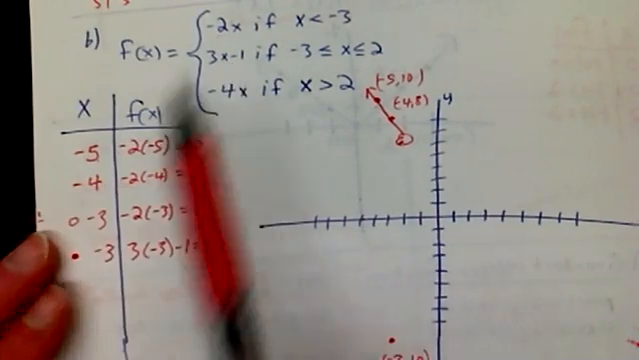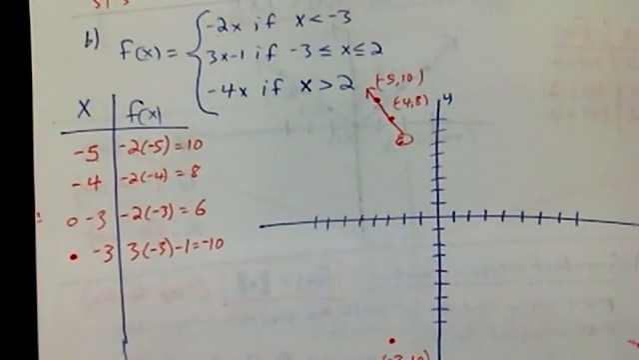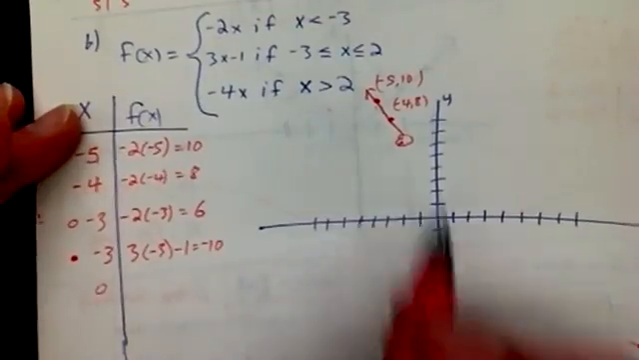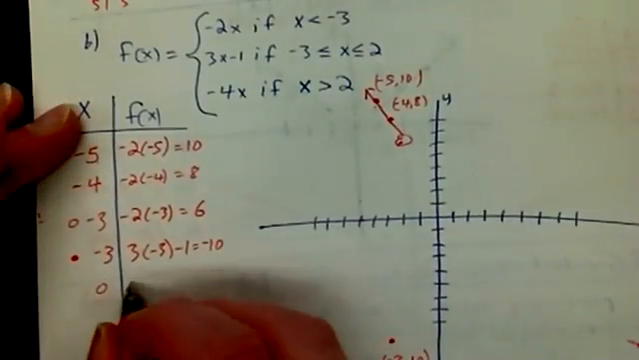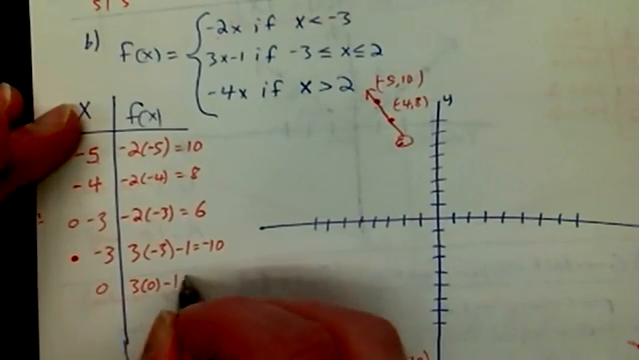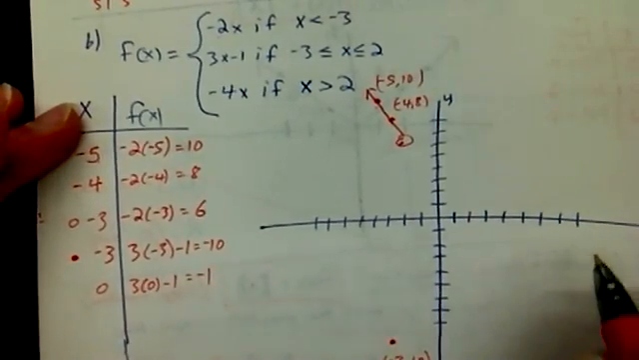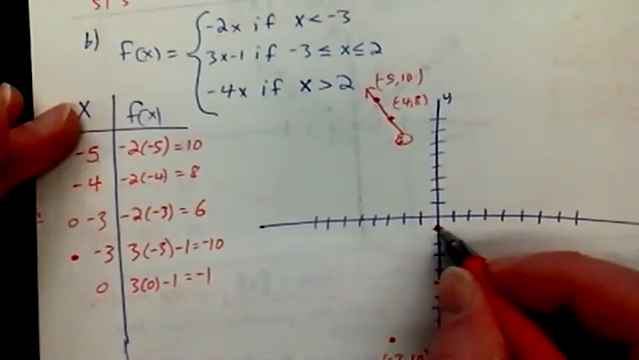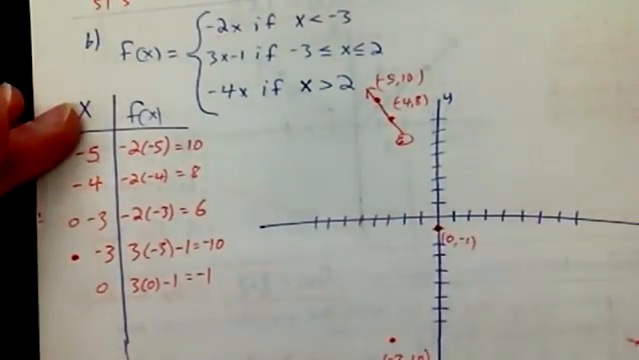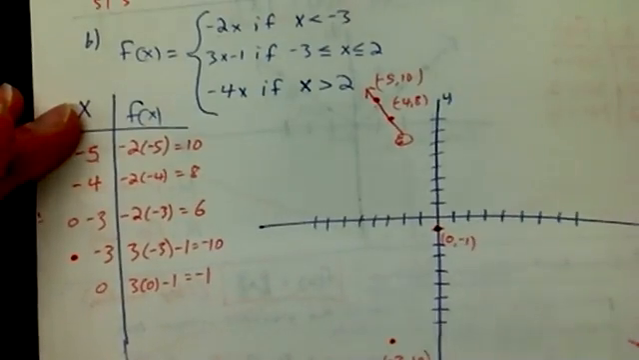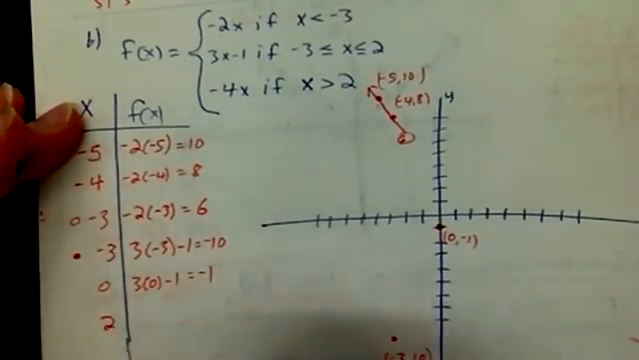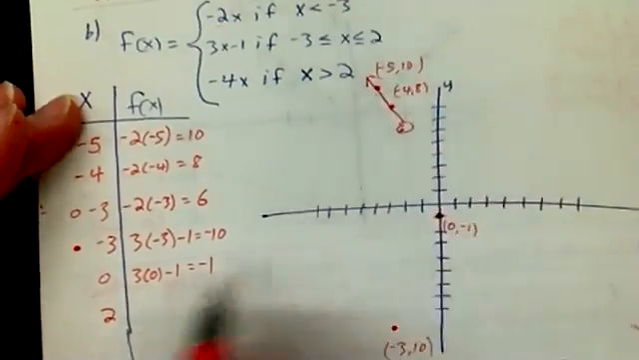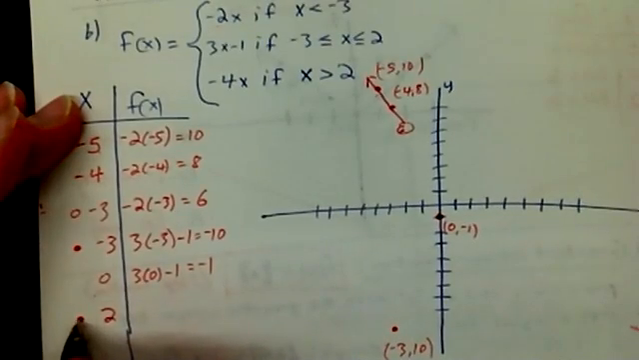Now, 3x minus 1 has a slope of 3. So I can kind of see what's probably going to happen, but I'll pick another point. Let's pick 0. I'm still in that range. That's going to be 3 times 0 minus 1 is -1. So when x is 0, we have y equals -1. 0, -1. And now I'm going to do the same thing for 2. It's less than or equal to 2, so that's the proper one, and I'll use the closed dot.